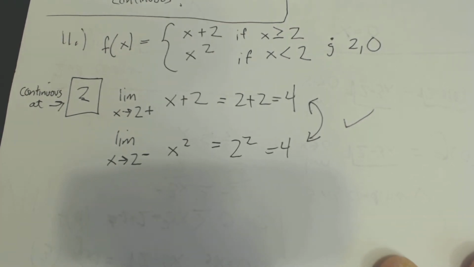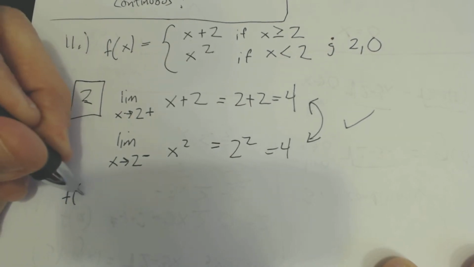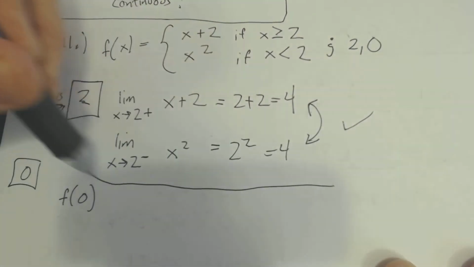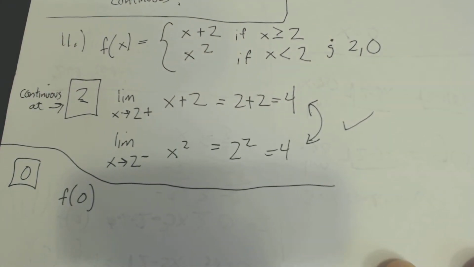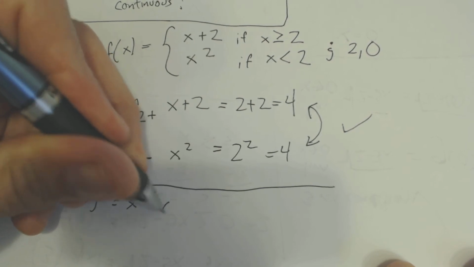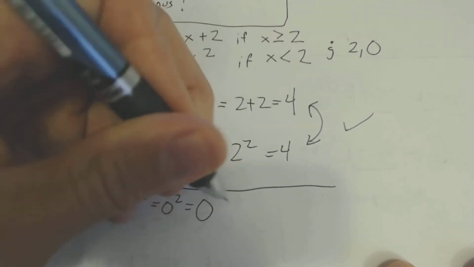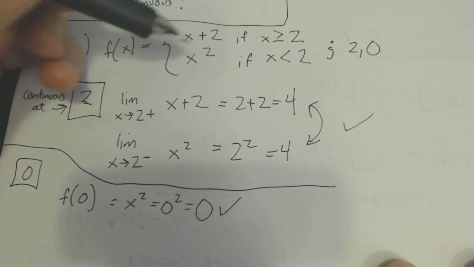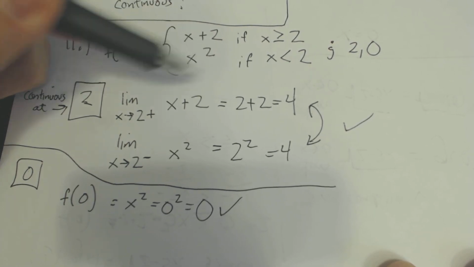For 0, just evaluating f of 0, we're only going to look at x squared, and it is defined for x squared. 0 squared equals 0, so that's fine. Now let's look at the limit. As we approach 0 from either side, we're going to basically be looking at x squared here.